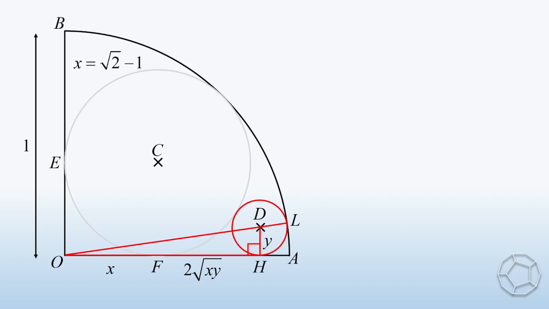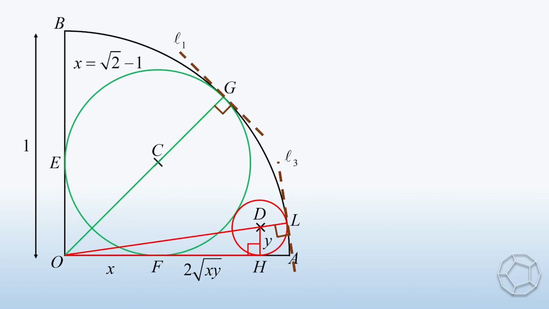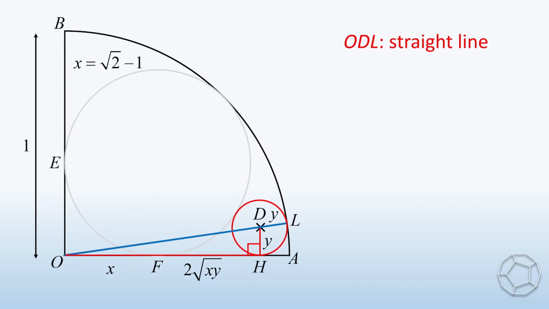By considering the common tangent L3, we can see that this situation is exactly the same as the green line OCG. So ODL is also a straight line. Here, DL is equal to y because it's the radius of the smaller circle. OL is the radius of a quarter circle, so OL is equal to 1. That is, OD is equal to 1 minus y.